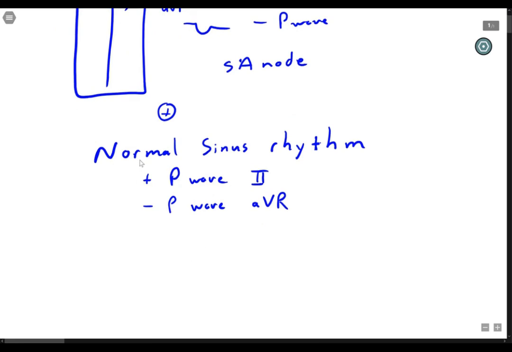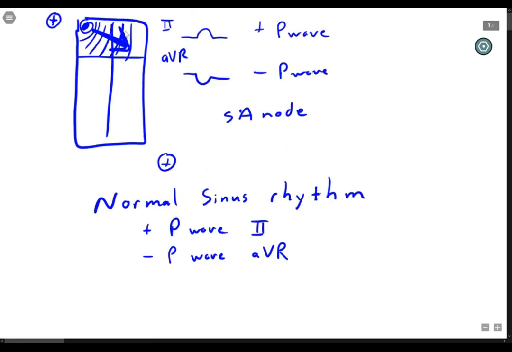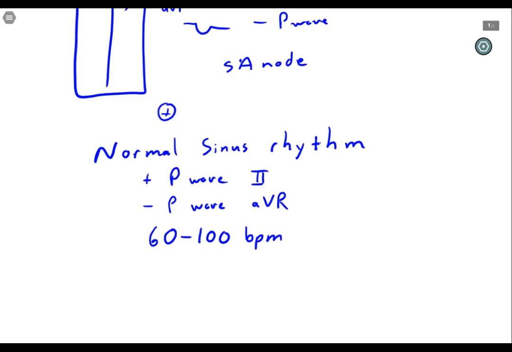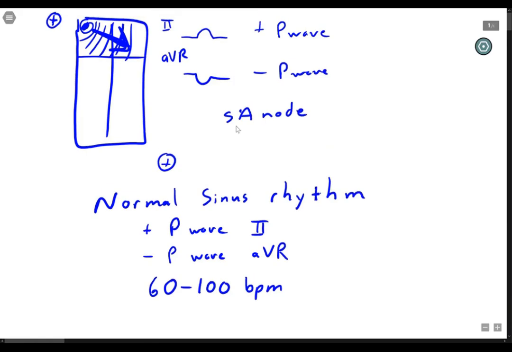What also do we know about a sinus rhythm? If the SA node is where the depolarization is originating, how fast does the SA node usually fire? Well, your heart rate should probably be between 60 and 100 beats per minute. That would tell us it's probably coming from the SA node. What else have we talked about?